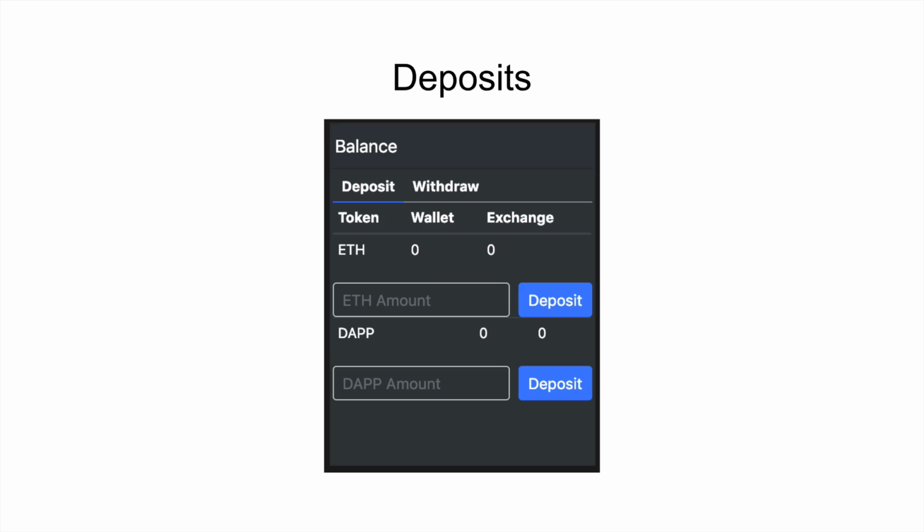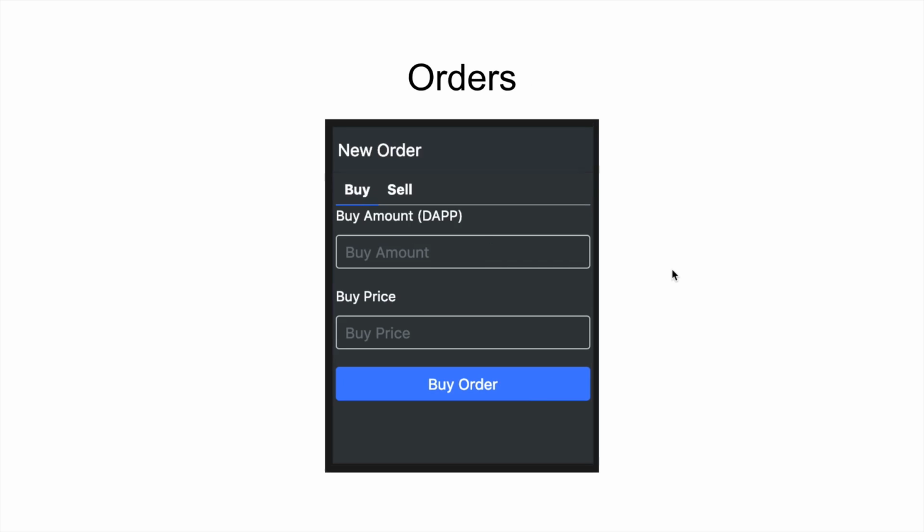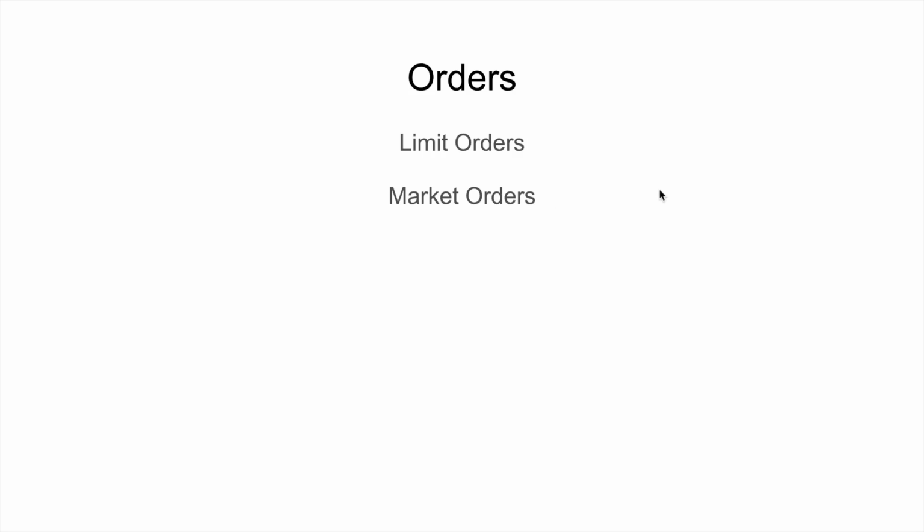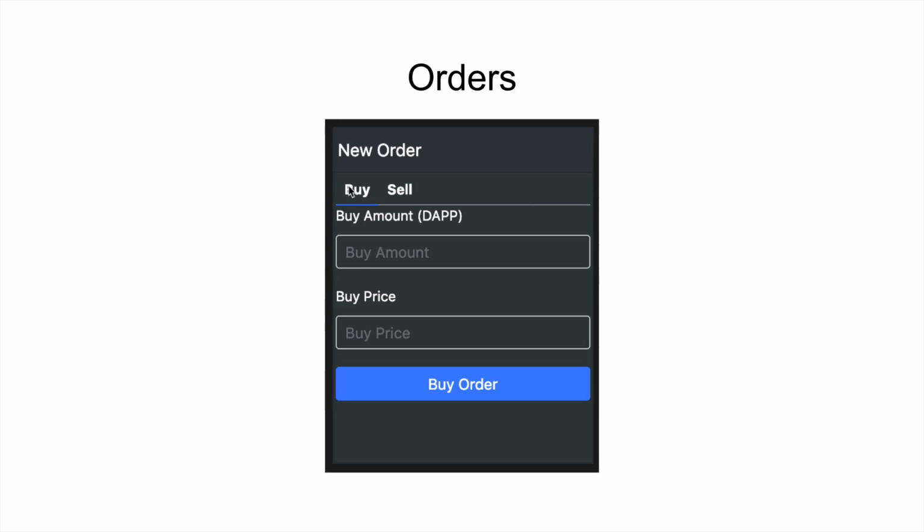So let's talk about deposits. First they're going to deposit some funds into the smart contract. This can be Ether funds, or it can be tokens that they want to sell, right? Next, they're going to make an order. They can create a buy order or a sell order. The buy order basically just means I want to buy some tokens, and sell order basically just means I want to sell some tokens. And in a buy order, we'll talk about that more in just a second.